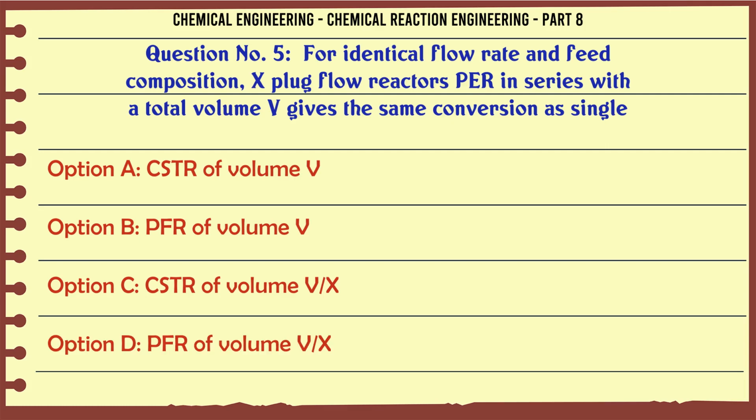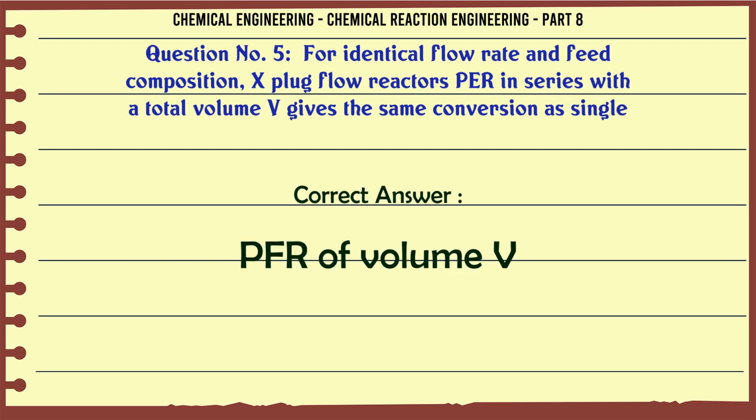For identical flow rate and feed composition, X plug flow reactors in series with a total volume V give the same conversion as a single A. CSTR of volume V. B. PFR of volume V. C. CSTR of volume VX. D. PFR of volume VX. The correct answer is PFR of volume V.